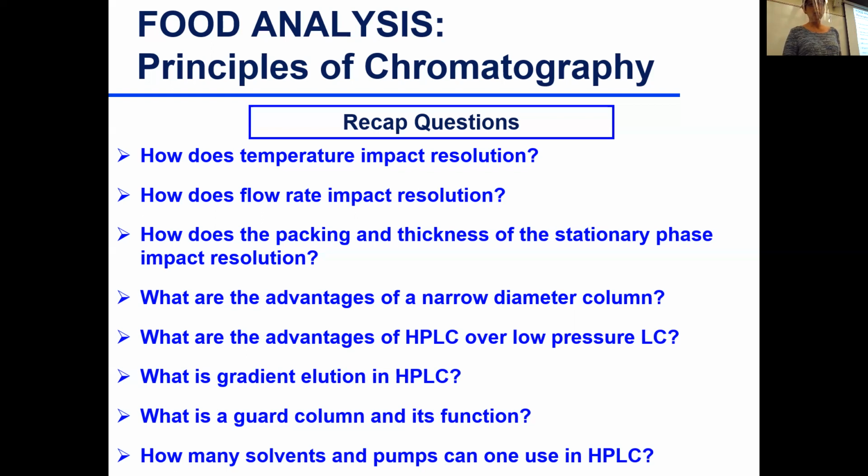Okay, how many solvents and pumps can one use in HPLC? Mike? So when you ask that, you mean in one run or the whole, all of HPLC? Doesn't matter, in one run, in the entire HPLC world. Like countless, or so many? I mean, not counting. Yes.